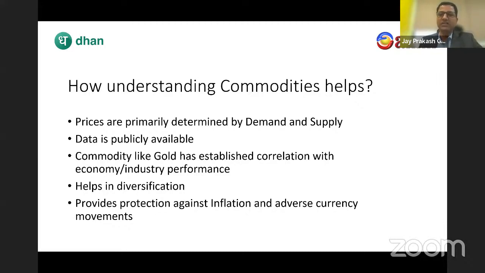So this way, understanding commodities also gives you better clarity in how to design your equity portfolio, how to become a better investor. I'll just take one more example here.